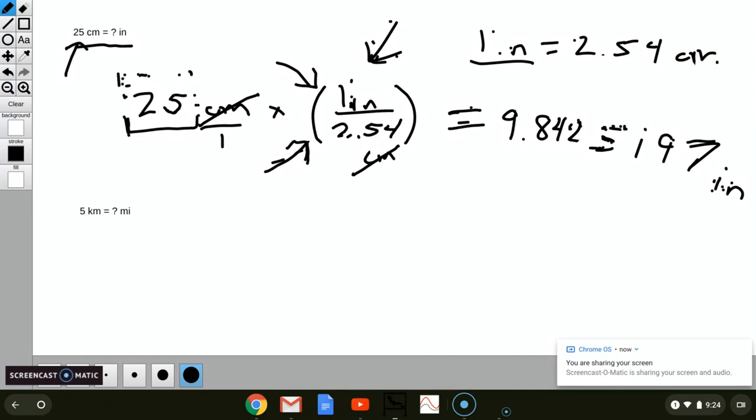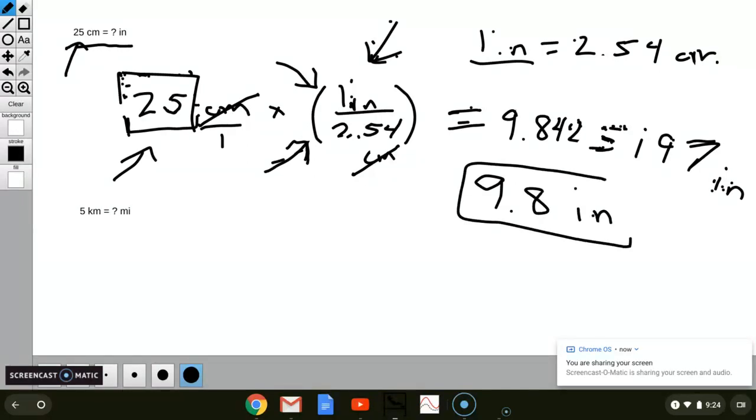So what does your given have? And like I said, my pen is glitching on me here, so again, I'm sorry about that. How many sig figs do I have here? The answer is 2. So how many sig figs can my answer have? 2. So this has to become 9.8 inches. And then circle or square the answer you want me to grade. So that's how you would do that problem.